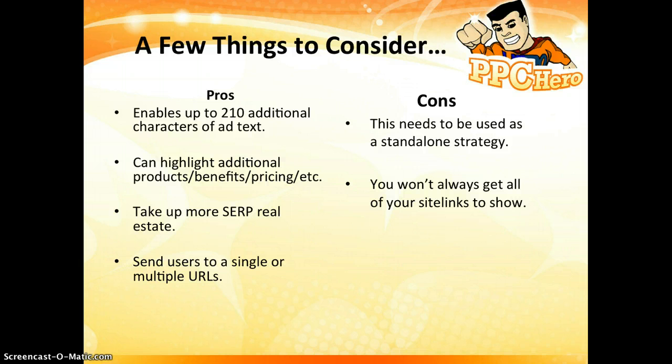So, the pros. Essentially, this enables up to 210 additional characters of ad text. Now, this is not including the 70 that come with your standard ad descriptions line 1 and 2. Secondly, this is a great way to highlight additional products, benefits, pricing, as we've been talking about during this whole presentation. You can also take up more real estate on the search engine results pages using this tactic as well. And finally, you can send users to a single or multiple URLs.